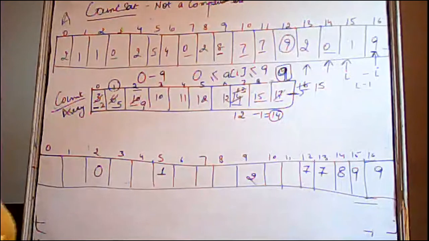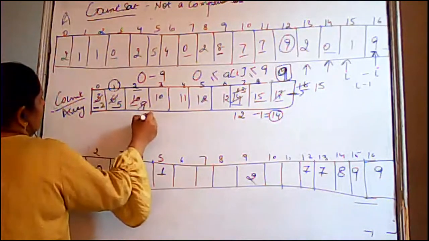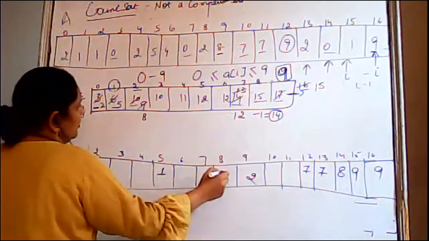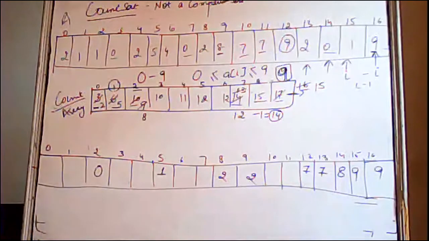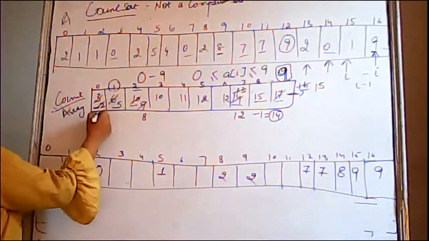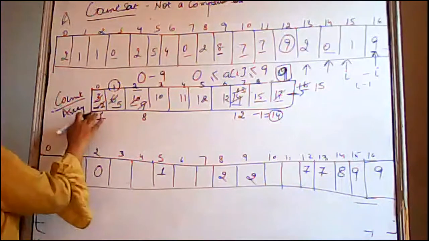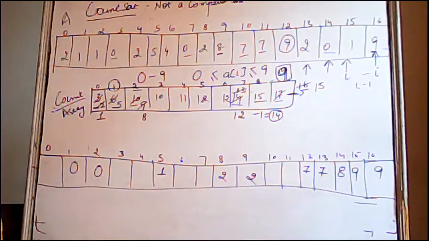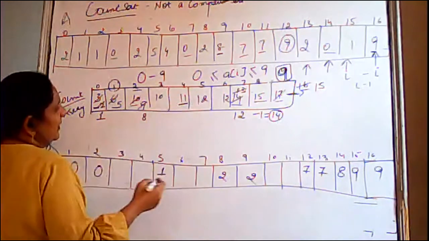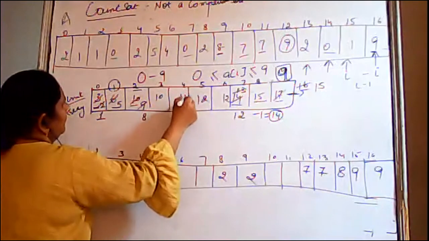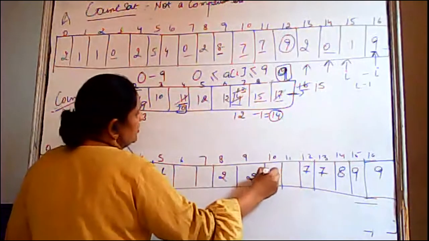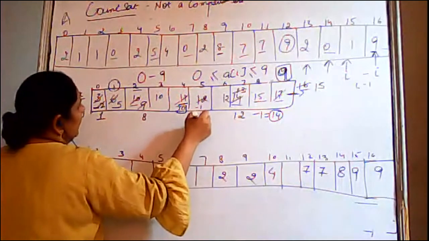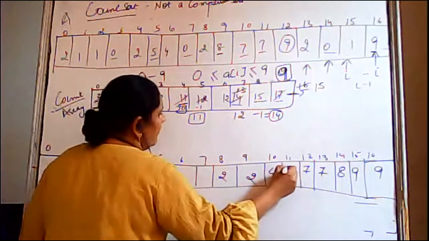Then comes 2. So 2 is at 9 already. So decrement the number 9 by 1, store 2 at 8. Then number 0. 0 is at 2. So minus 1. Decrement 2 by 1. So it will become 1. Store 0 at 1. Then is 4. So 4 is at 11. 11 minus 1 would be 10. So at position 10, store 4. Then comes 5. So 5 is at 12. Minus 1, you will get 11. At position 11, store 5.